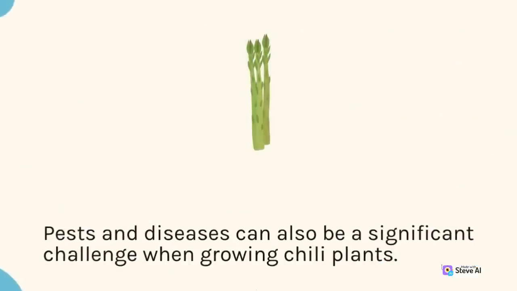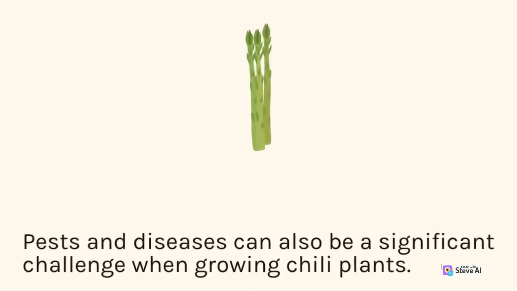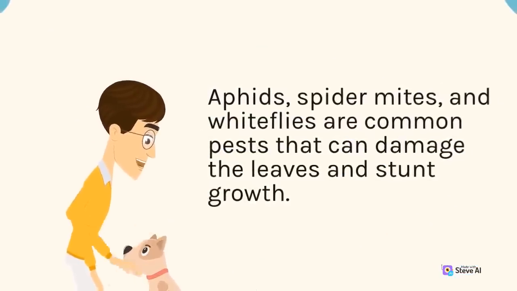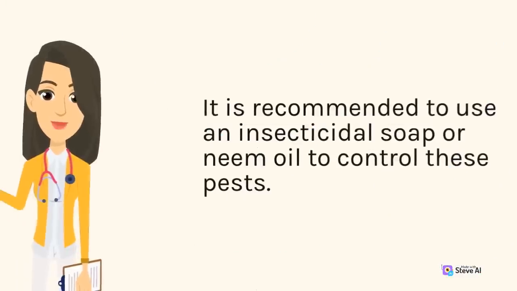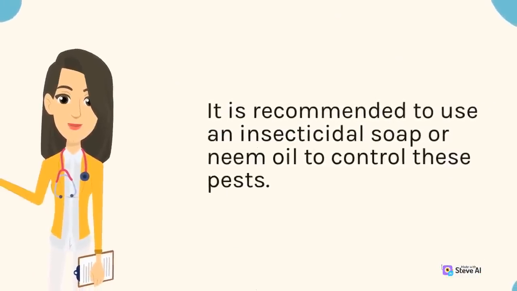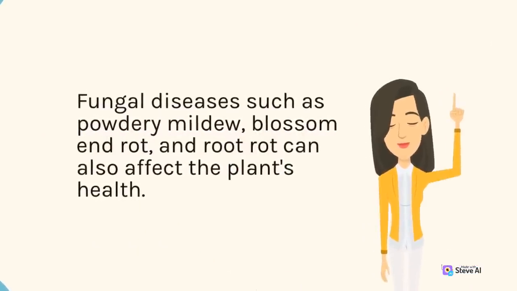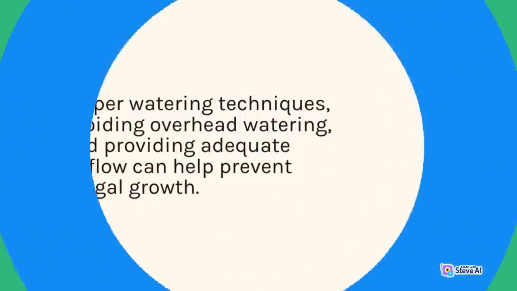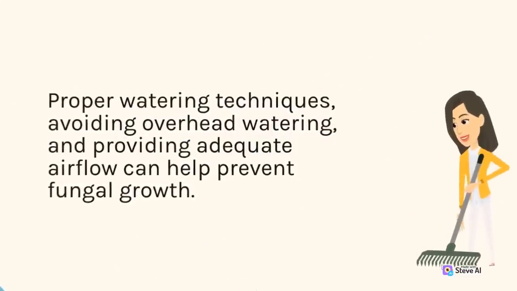Pests and diseases can also be a significant challenge when growing chili plants. Aphids, spider mites, and whiteflies are common pests that can damage the leaves and stunt growth. It is recommended to use an insecticidal soap or neem oil to control these pests. Fungal diseases such as powdery mildew, blossom end rot, and root rot can also affect the plant's health. Proper watering techniques, avoiding overhead watering, and providing adequate airflow can help prevent fungal growth.